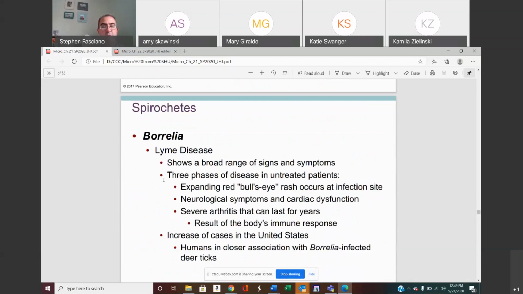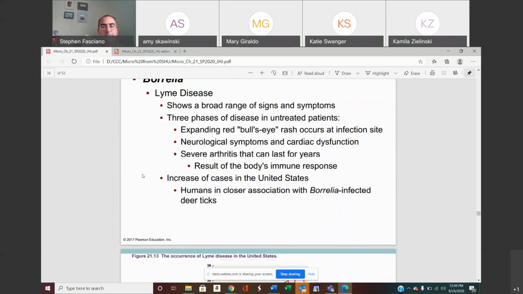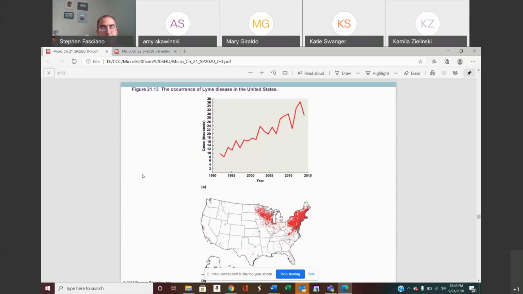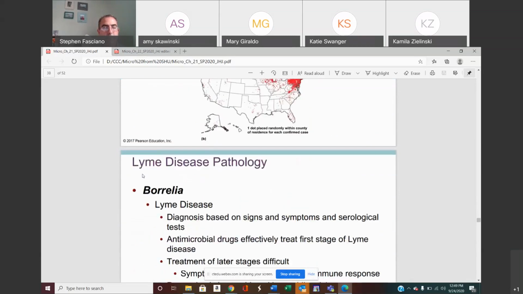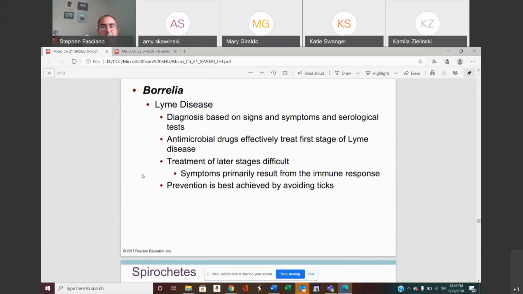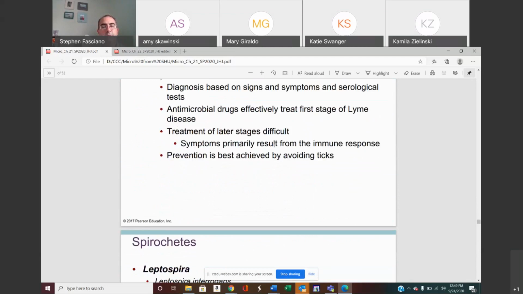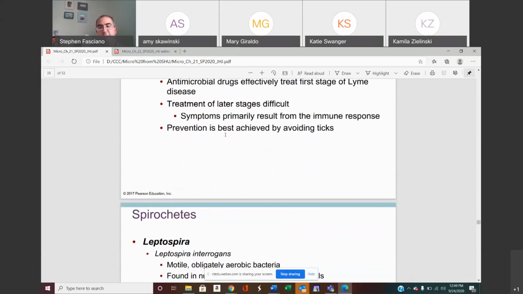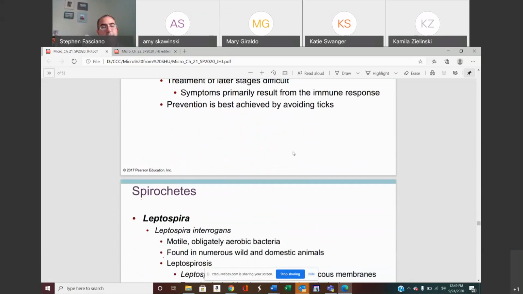So Lyme disease has a broad range of signs and symptoms. Treatment of the later stages is difficult. Antimicrobial drugs are effective to treat the first stages. The best prevention, or the best treatment, is really to prevent it.